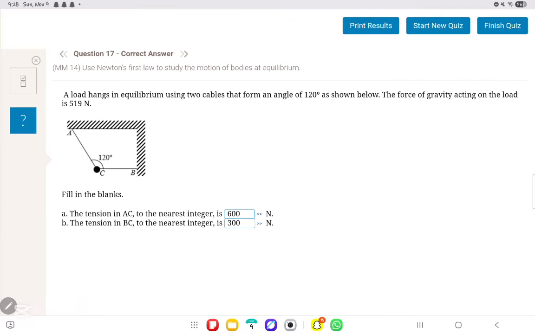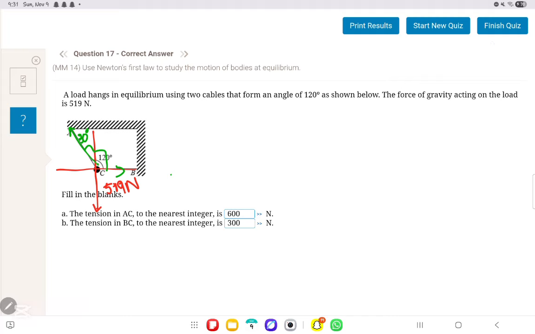We'll move on to question number 17. A load hangs in equilibrium using two cables that form an angle of 120 degrees as shown below. So first thing you're going to do is draw the weight, which is 519 newtons. You will draw now the y and x axis. You have a tension here. Now you need to resolve this. How much is the angle here? It's not 120, it's 120 minus 90, which is how much? Which is 30 degrees, right?